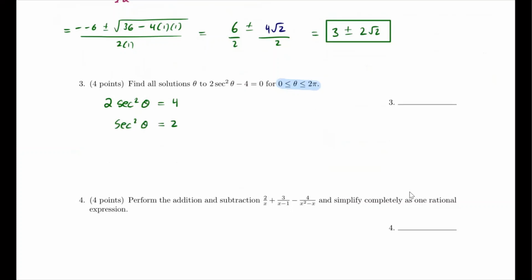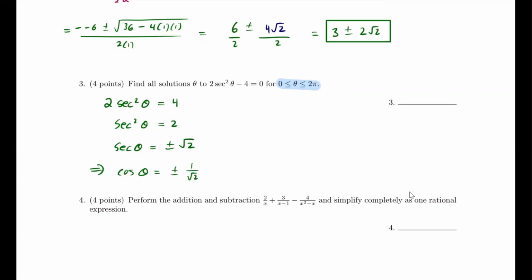Take the square root on both sides, so you'll have secant theta is equal to plus and minus square root of 2. Now remember, plus and minus because you're taking the square root of a squared expression. Now I'm going to rewrite this in terms of cosine, because secant is 1 over cosine. So if secant theta is plus and minus square root of 2, cosine theta would be the reciprocal of that. So cosine theta would be plus and minus 1 over square root of 2.